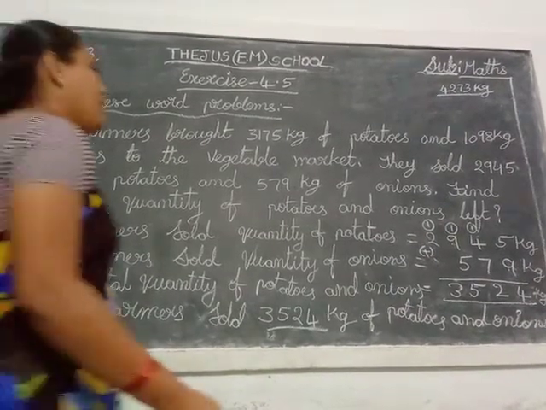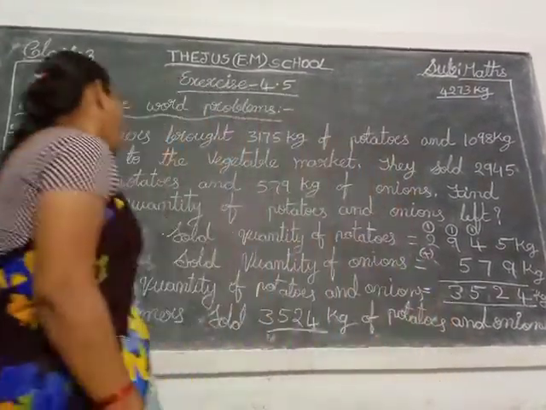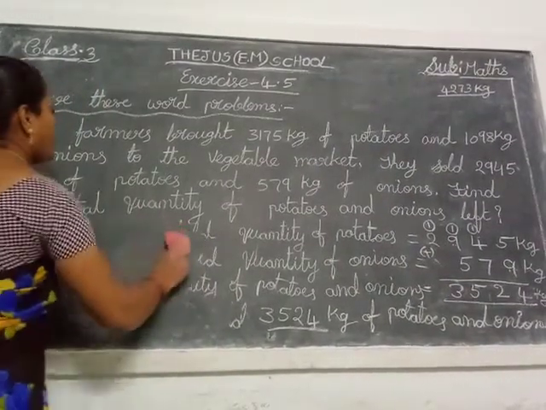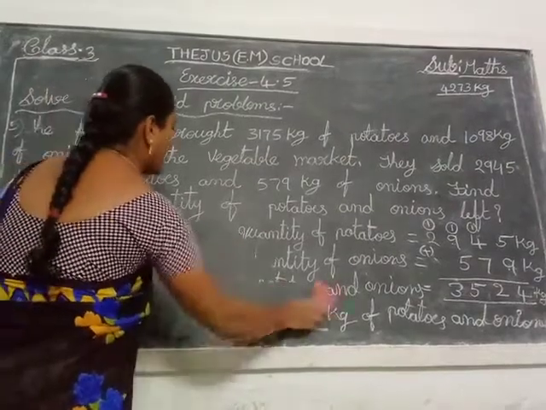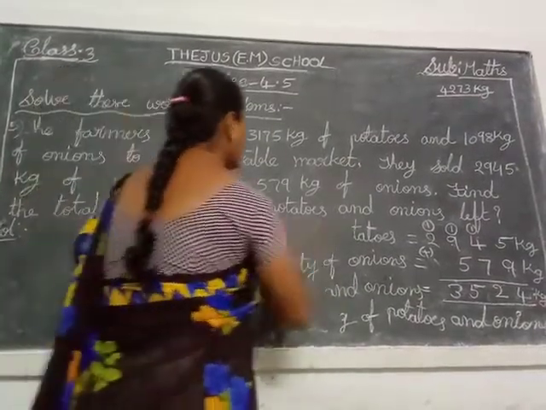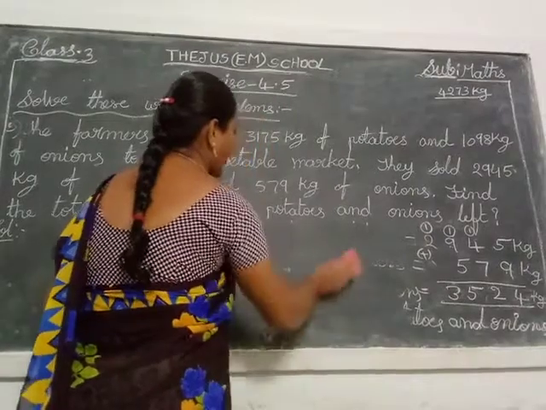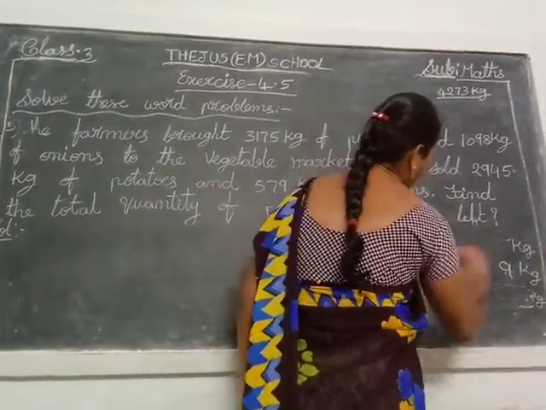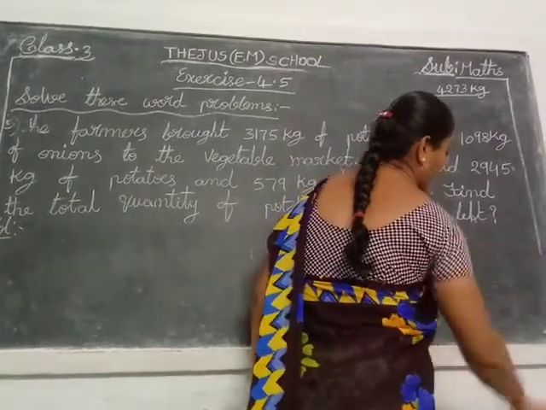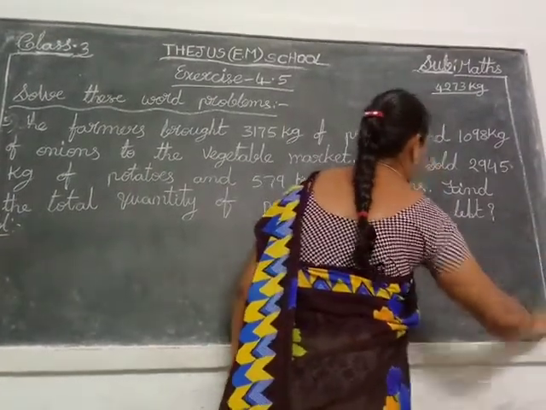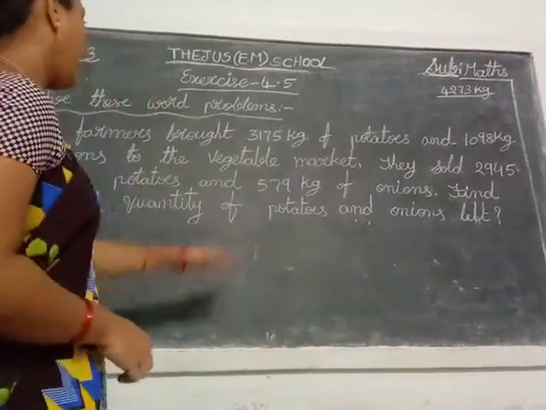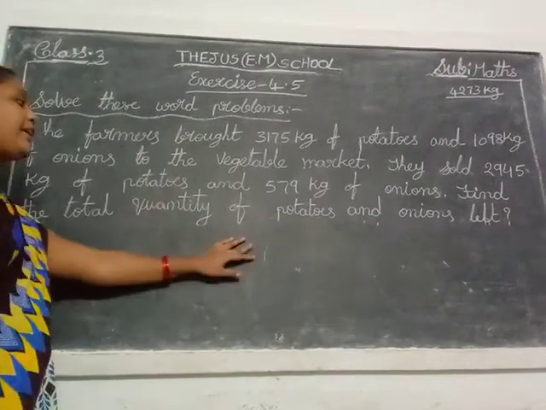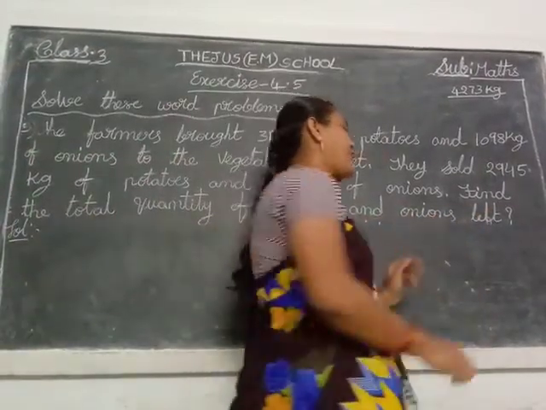Okay, children. So first, how many kgs the farmers brought? Totally potatoes and onions. That is completed. And the farmers sold totally how many kgs of potatoes and onions? That one is completed. So totals will be completed now. Now we find out sold also completed. Find the total quantity of potatoes and onions left.